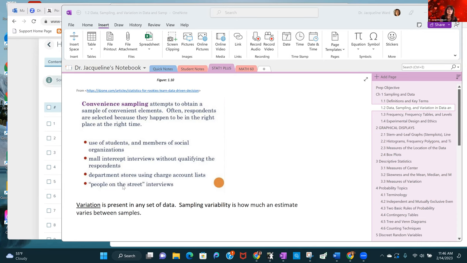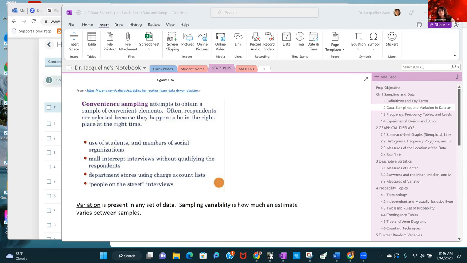Like, you're standing in front of a Harley Davidson shop and you ask people, hey, what do you think about motorcycles? The people there are probably going to love them, right? They're going to be more likely to love motorcycles than maybe the general population. Or intercepting people walking into a mall. That's another one. A lot of people would never even go to a mall. So again, it depends on what you're looking for, but this is often not a good method of sampling.